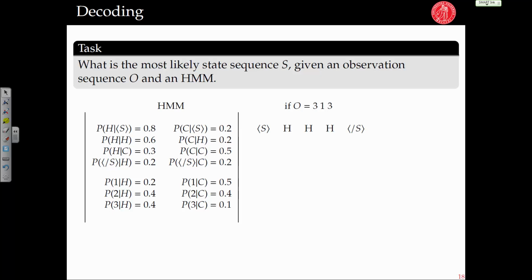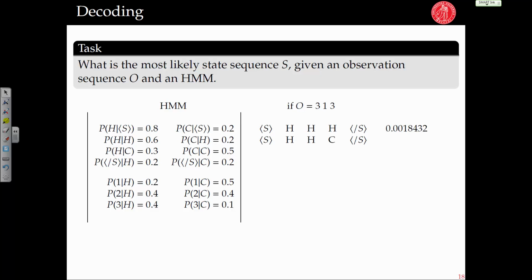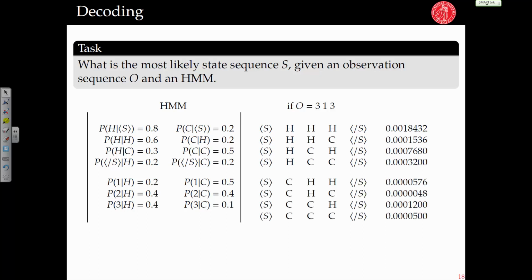So we can just write out all possible sequences. And how many of these do we have? We have 3 observations, and per each observation there are 2 states. 8, exactly. So 2 to the power of 3. So we can just write out these 8 different sequences, compute their probabilities, and pick the one that has the highest probability, and this would be the hidden state sequence that corresponds to our observation sequence. Do you think this is a good solution?